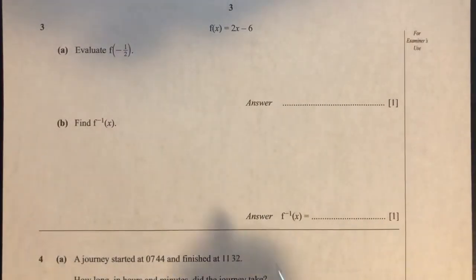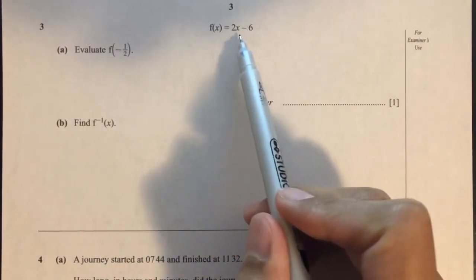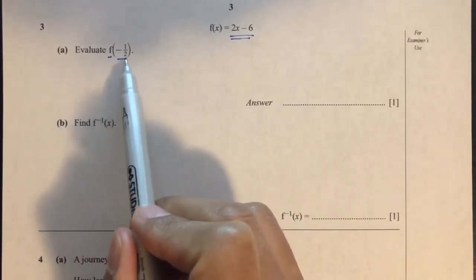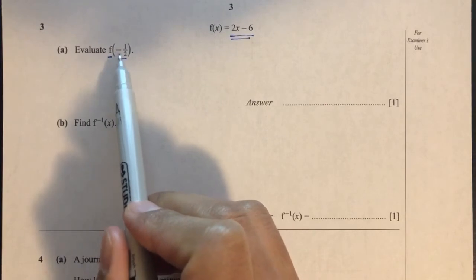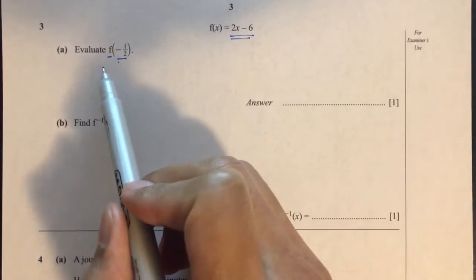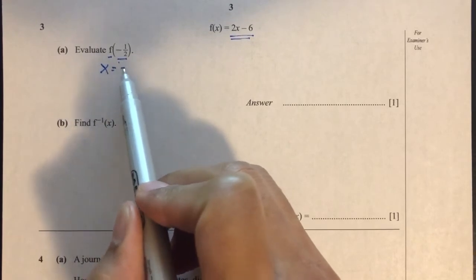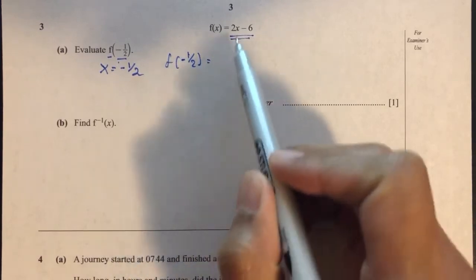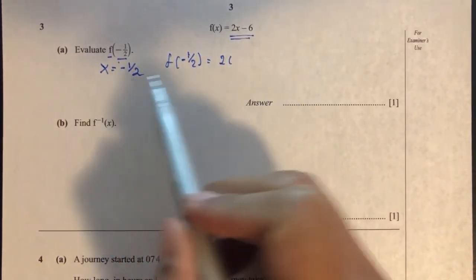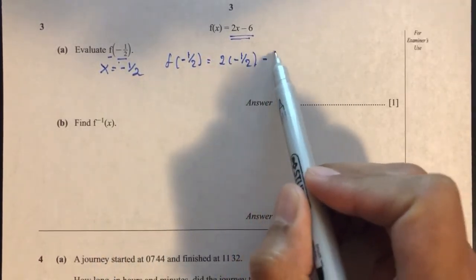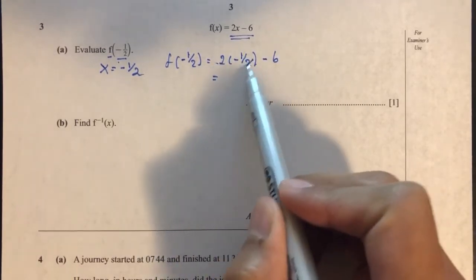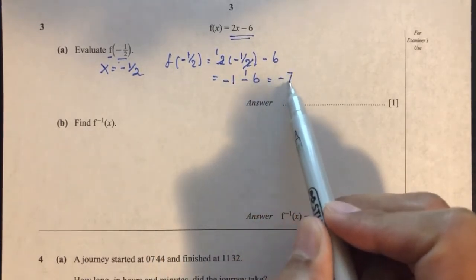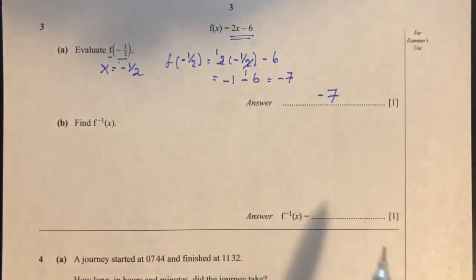Question number 3, we have f of x, which is a function, equal to 2x minus 6. That's the function. Find the value of f of minus half. So we have to replace x by minus half. So f of minus half will be 2 times minus half minus 6. Let's simplify. 2 times minus half becomes minus 1, minus 6 will be minus 7. So the answer for part A is minus 7.